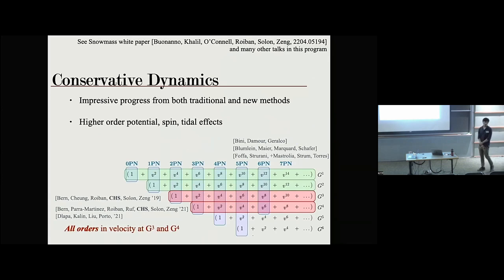As a benchmark, let me consider the high order potential without spin. There has been tremendous progress in recent years. For instance, in the traditional methods, we have all the way to the full potential contribution at 5PN order, and some partial results at 6PN. In the past few years, we also calculated, in the amplitudes and EFT approach, the order G cubed and G to the fourth contributions to all orders in velocity. And we also find perfect agreement with the traditional methods. So this is really exciting.